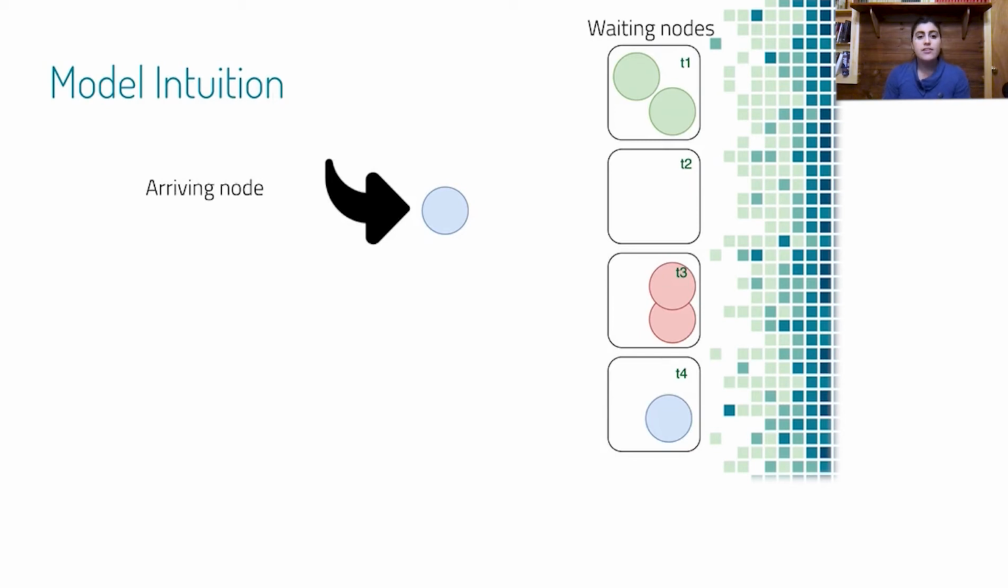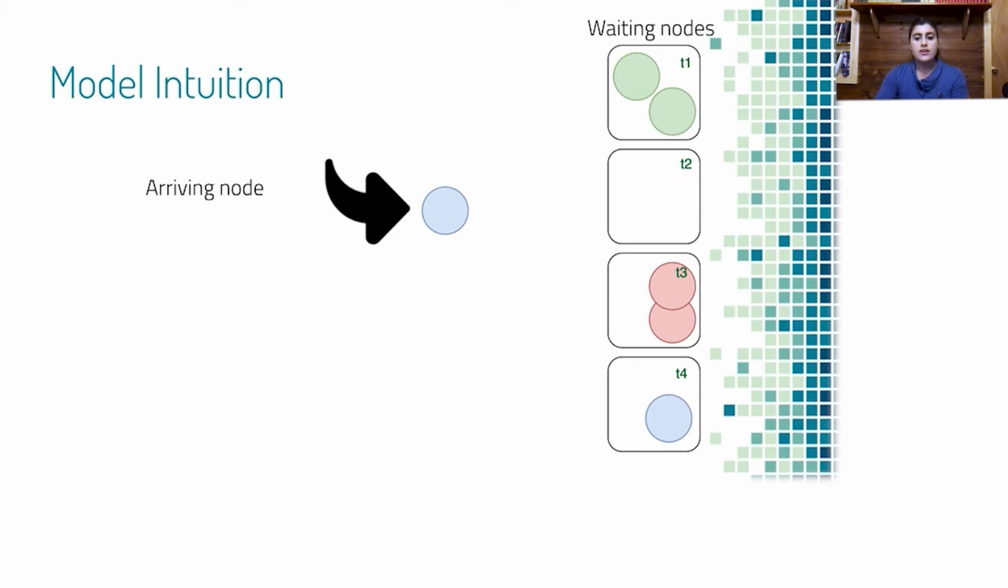So now let me give a little intuition for this model. I think it's useful to think about the nodes that are actually in the system at any given time as being organized into buckets of their types. So here we have some nodes that are waiting, that haven't matched yet, but also haven't left yet. They're waiting around of these different types here. And now we have some node arriving, right?